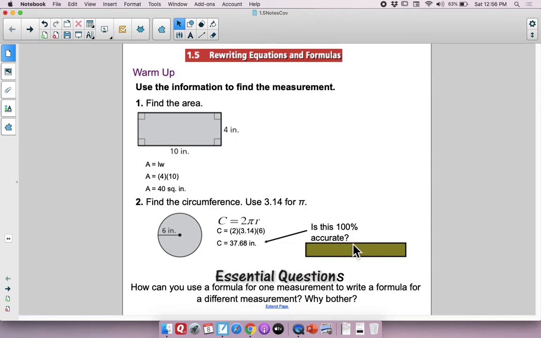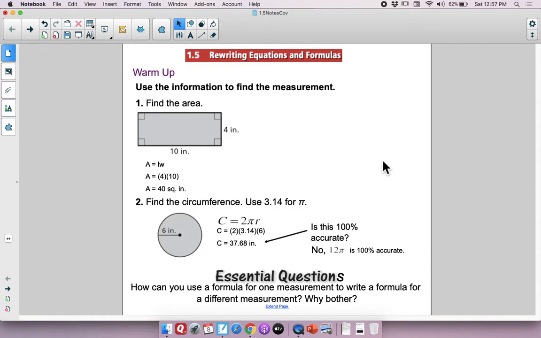And is that 100% accurate? The answer is no, because 12 pi would be more accurate, right? If we just multiplied the 2 times the 6. Pi is approximately 3.14, but to be exact, it's 3.14159, and it goes on forever without a pattern. It's called an irrational number. So actually just writing 12 pi would be the exact answer, even though we don't know exactly what pi is.